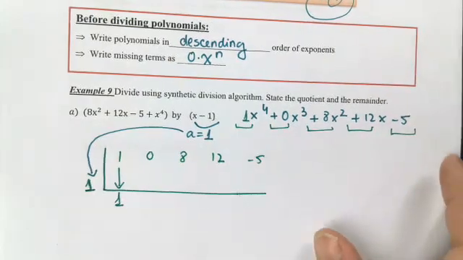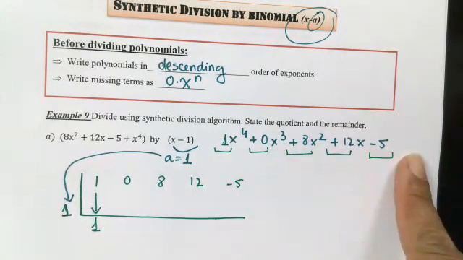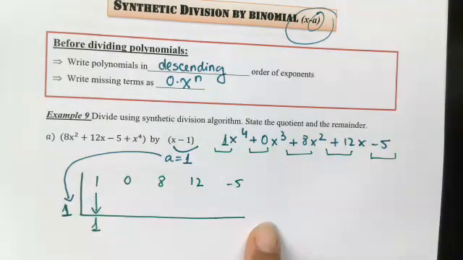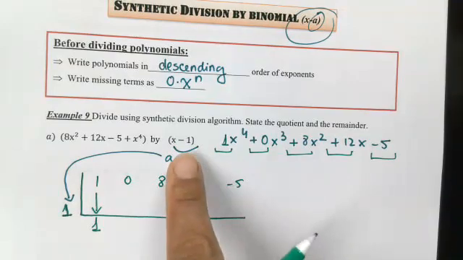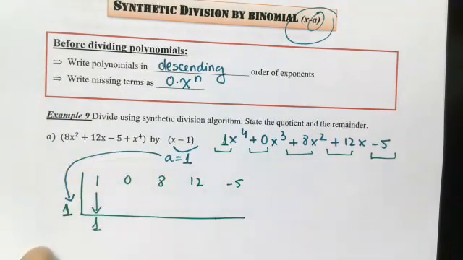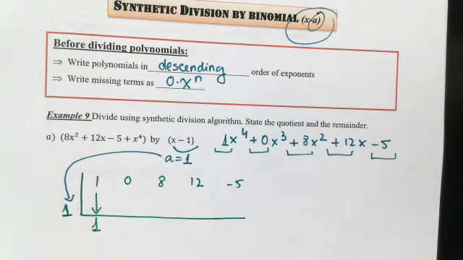Okay, so one more time. Make sure it's in descending order with missing terms written as 0x to whatever it's missing. Then set up the L and write only the coefficients in the first row. And then use the divisor, but only the a value of it, and put it on the left-hand side of this L. Drop the first number in the list, and now we can start the algorithm. Okay, all of this was just set up. Okay, now how does it work?